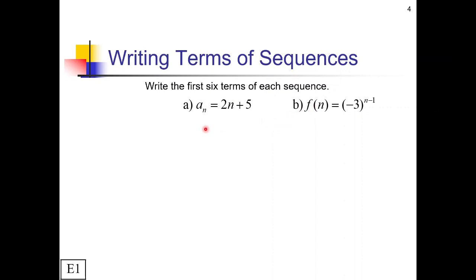Okay, so how do we go about doing this? Well, these rules are telling you what you have to do to each index to get the term in the sequence. So we basically just have to take the first 6 indices, 1, 2, 3, 4, 5, and 6, and plug each index into whatever the rule is. So for example, if we wanted a sub 1, the first term of this, let's pretend that f of n is this 2n plus 5. We would have to do f of 1, plug 1 into this rule up here.